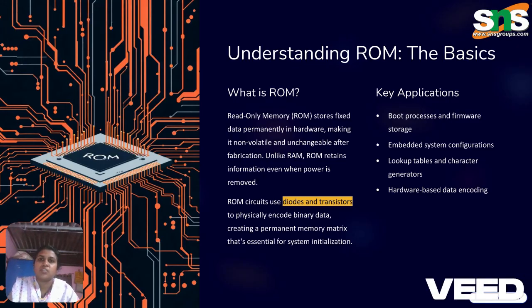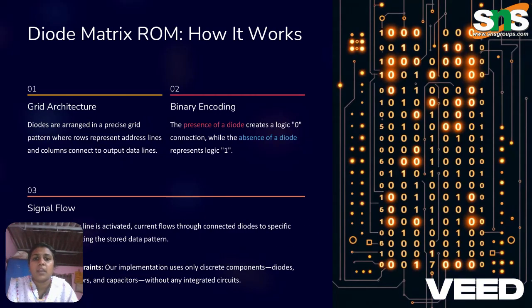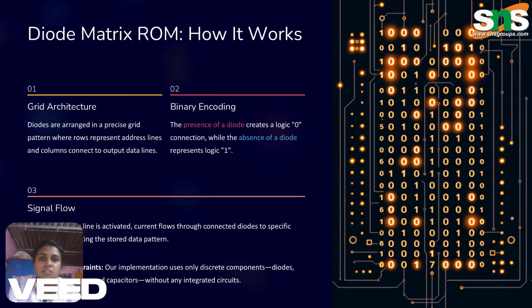The information stored in a ROM is written once and cannot be erased or modified even when the power is turned off. The data in ROM remains intact. ROM contains the essential programs and instructions that computers or electrical devices need to start up and function properly. The topic is ROM using diodes and transistors.